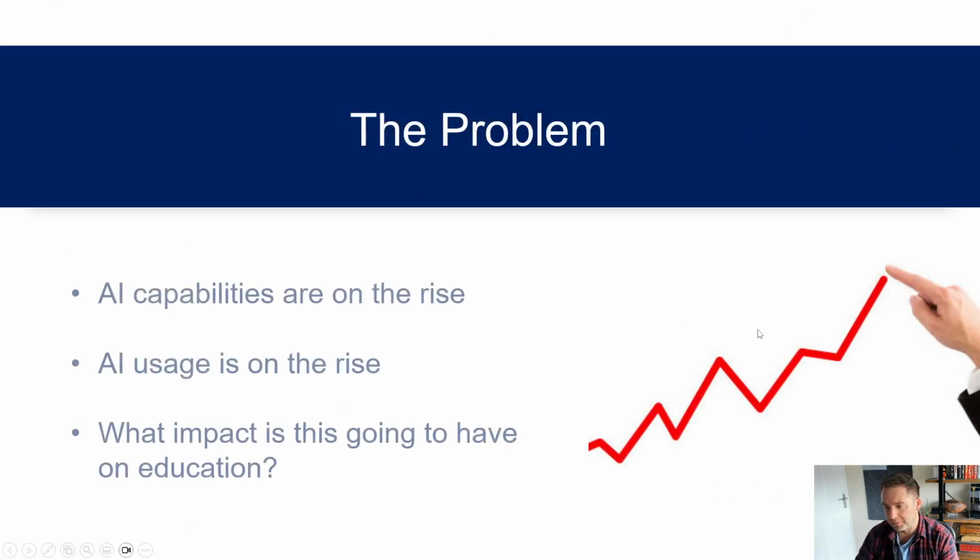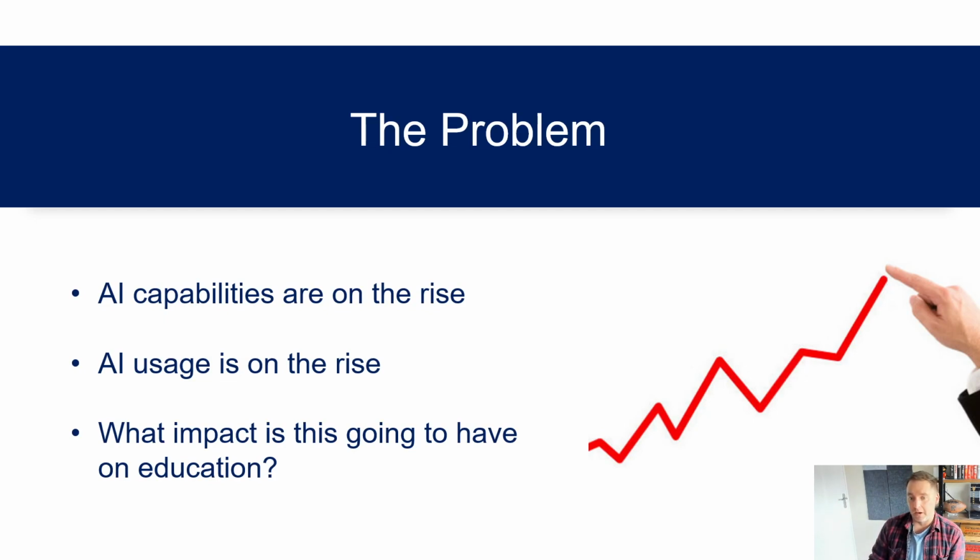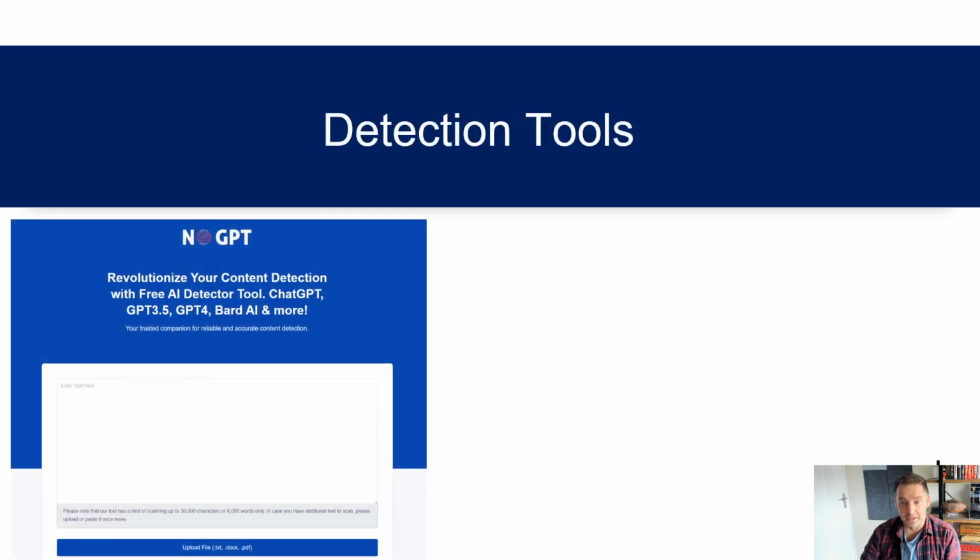So the problem is that AI is getting better and better and better on an almost weekly basis at the moment. And with that, its usage is increasing as well. So I know there's more students and teachers using it now than there was at the start of the year. And the question is, what impact is that going to have on education? I know one of the biggest fears for teachers is students using it to do their work and therefore not learning. And that's completely valid.